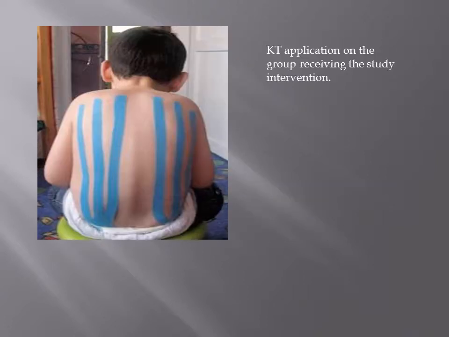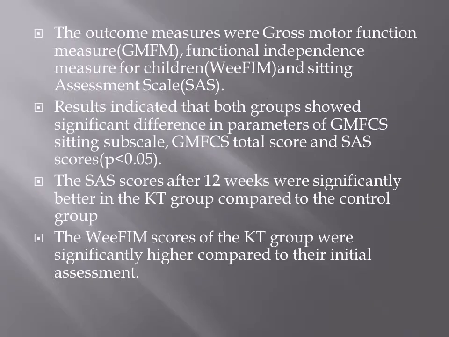This is what the kinesiotaping application looked like on the children. This is the area it covered. This was given for about 12 weeks to the children in this group. The outcome measures were the Gross Motor Function Measure, which is GMFM, then the Functional Independence Measure for children, which is WeeFIM, and the Sitting Assessment Scale, which is the SAS.